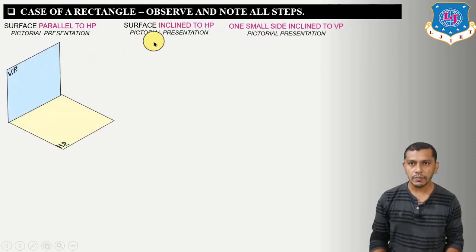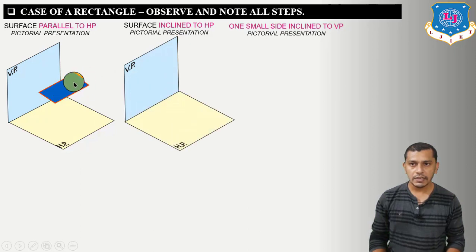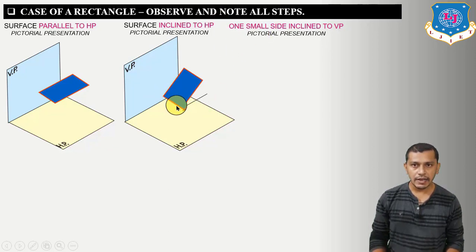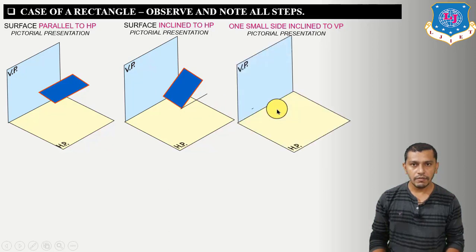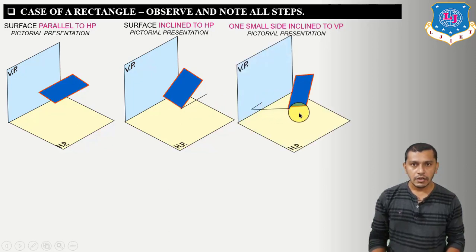So let us see the pictorial presentation of all these 3 cases. In the first stage we have to assume the surface of the rectangle parallel to the horizontal plane and perpendicular to the vertical plane. In the second stage we have to incline the surface of the rectangle to the horizontal plane at an angle theta. Right now the surface of the rectangle is inclined to the horizontal plane and it is perpendicular to the vertical plane. And in the last stage we have to incline this shorter edge at an angle of phi to the vertical plane. So the figure will look like this.